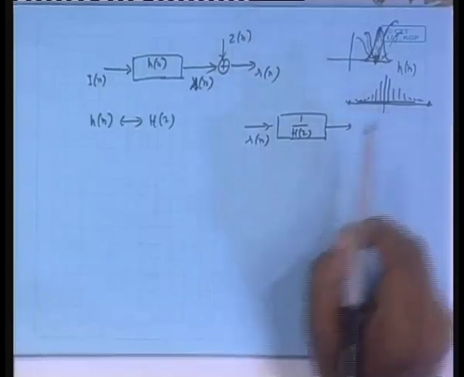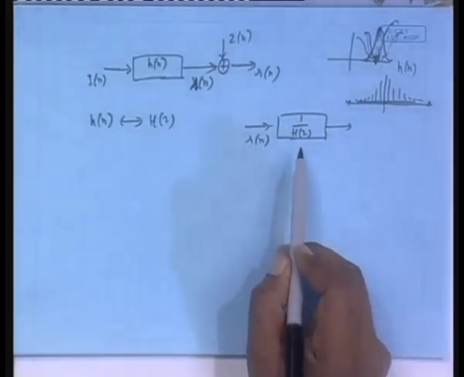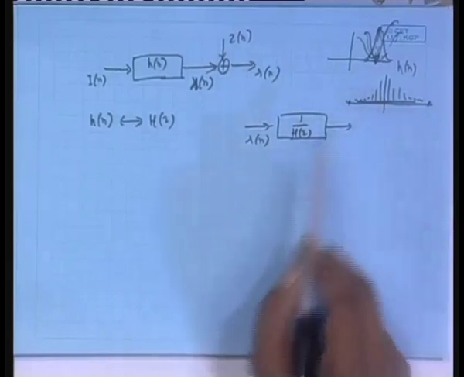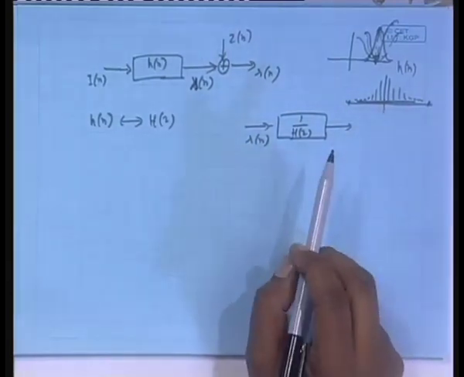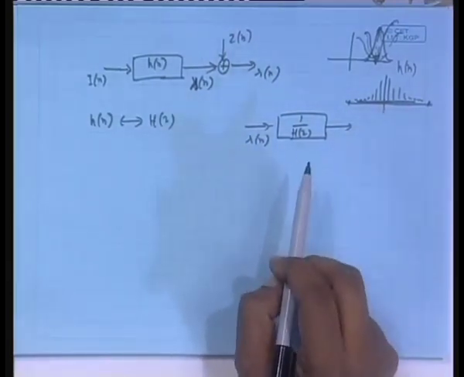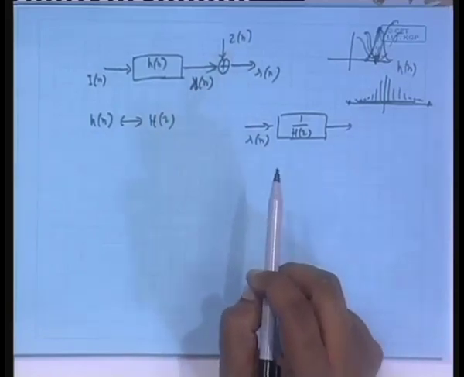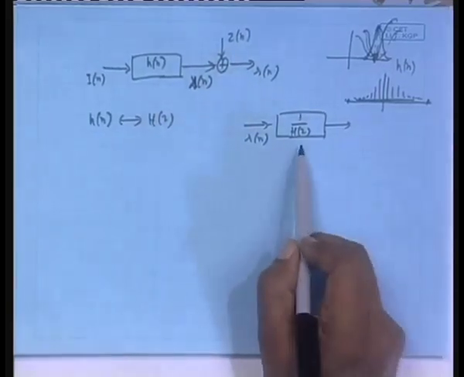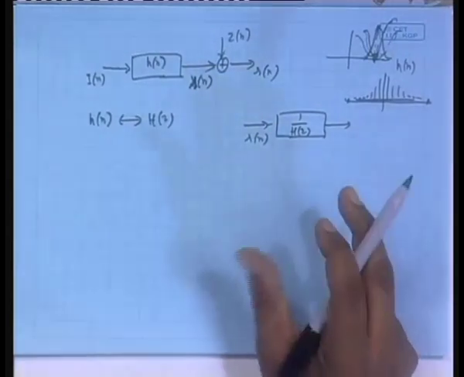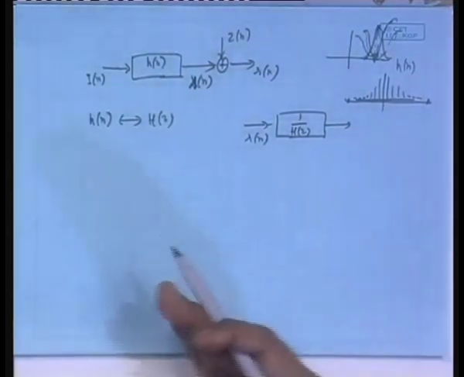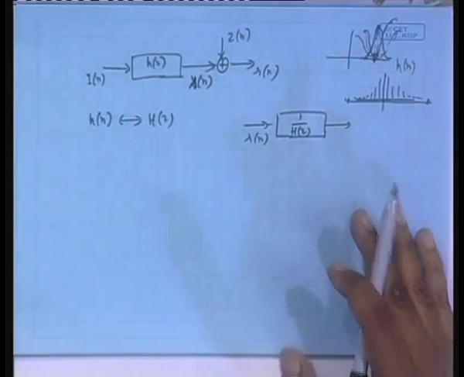So, if H z has zeros, 1 by H z only has poles, but there is no guarantee that the zeros of this filter, or poles of 1 by H z, will lie within the unit circle. Some could be within the unit circle, some could be outside. So, 1 by H z is not necessarily causal. 1 by H z is in general stable, because any real time filter is a stable filter, but it is non-causal.